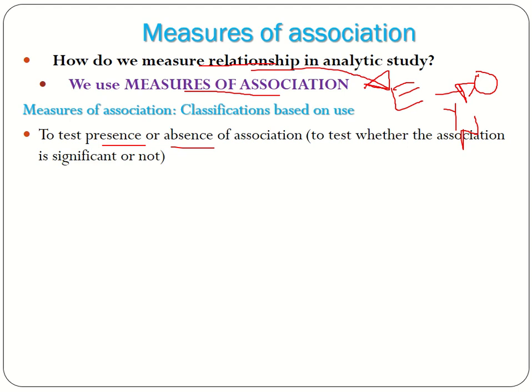first thing that we have to answer is, is there any relationship between the two? We want to know yes or no, present or absent. Statistically, what is this term called? If there is any significant association between the variables or not. Yes means there is a significant association between exposure and outcome. No means there is no significant association between exposure and outcome. This is a statistical terminology.